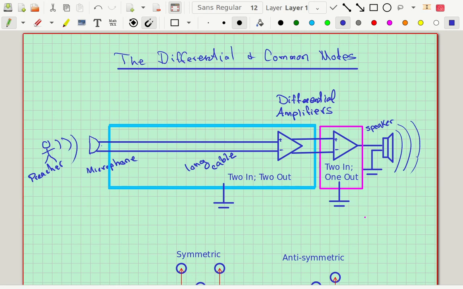Welcome, I'm Rob Froney, and I'm here to talk about differential and common modes. First of all, let's look at why this might be important.